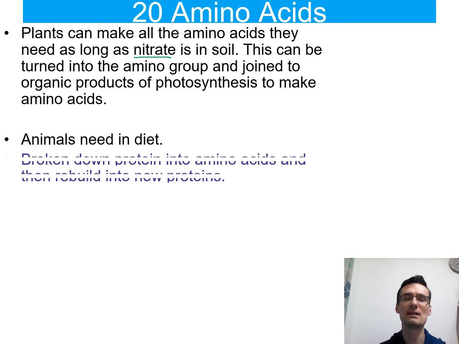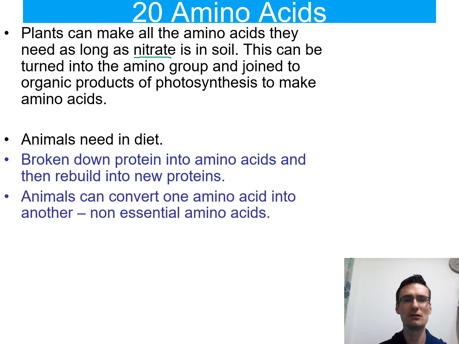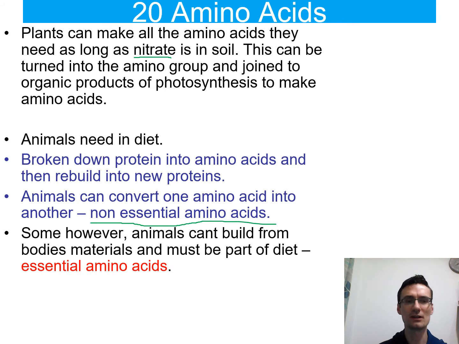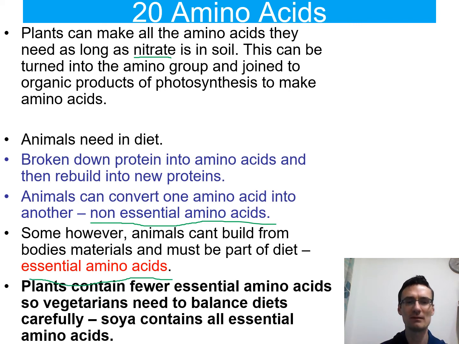Animals, however, do need amino acids in their diet. We break down proteins and then we rebuild the amino acids to make our new proteins. We can convert one amino acid type into another in a process called transamination, but we can only do that for what we call non-essential amino acids. What I mean by those is we can make certain amino acids in our bodies and they're non-essential for our diet. However, there's about, I believe, 8 amino acids that are absolutely essential for our diet because we are not able to construct them ourselves using transamination. So we must have them in our diet.